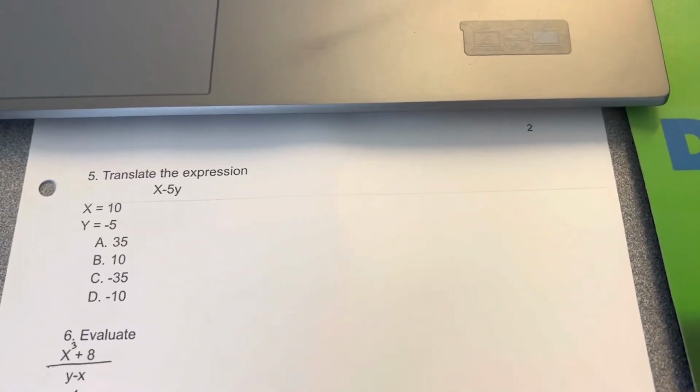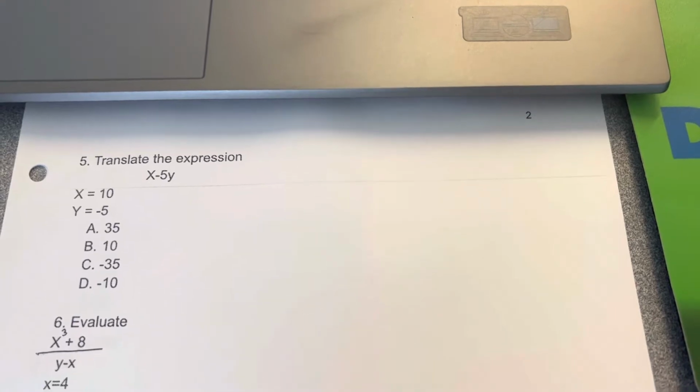Unit 1: square roots and cube roots and translating expressions.